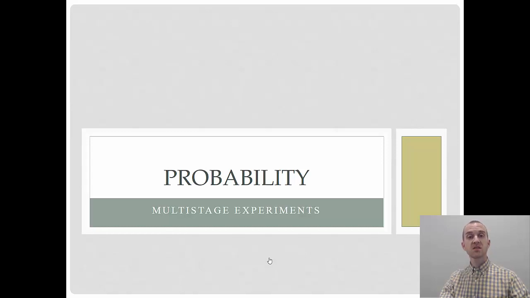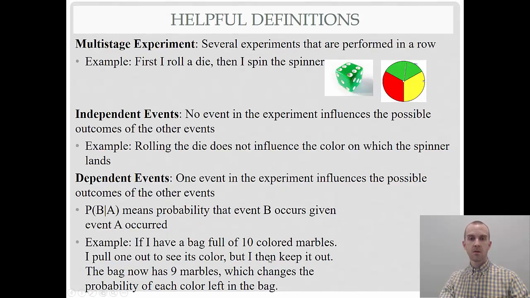So in this video, let's discuss multi-stage experiments. Now first, a multi-stage experiment is when we do several experiments and they're performed in a row. For example, we could roll a die, then spin a spinner. Now, how we do those events can affect whether they're independent of one another or dependent of one another.